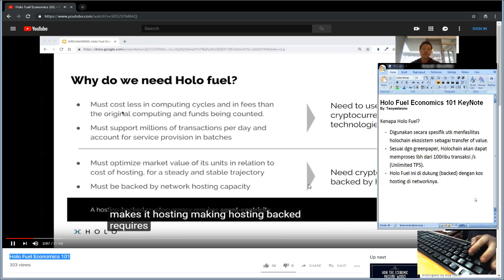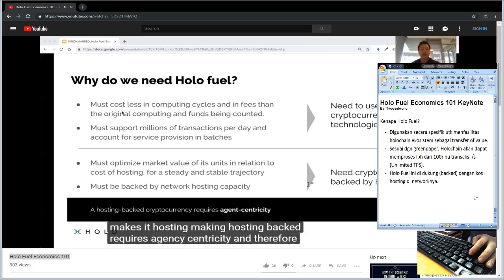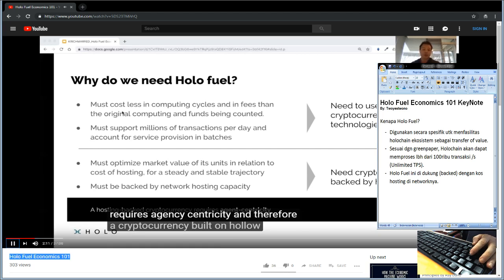Hosting backed requires agent centricity, and therefore a cryptocurrency built on Holochain, that is Holo Fuel.